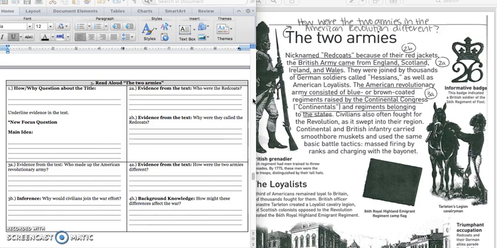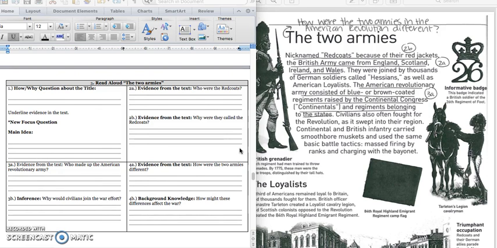It says, why were they called the redcoats? And if we go back in our text, it says, nicknamed the redcoats because of their red jackets. So in 2B, we would write down the British Army wore bright red coats, which contrasted to the brown and blue jackets of the rebel soldiers. Press pause to write down your answer and play when you're ready for box 3.